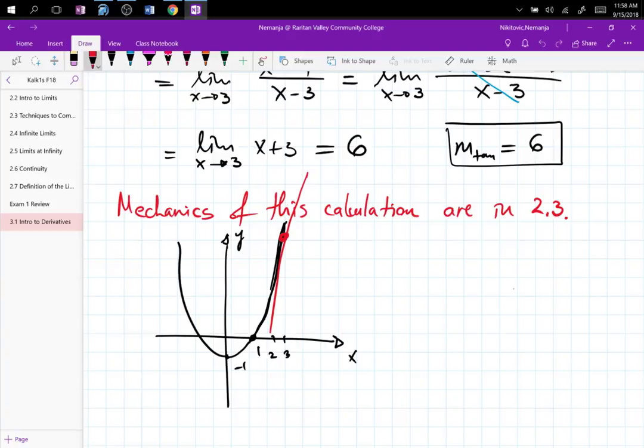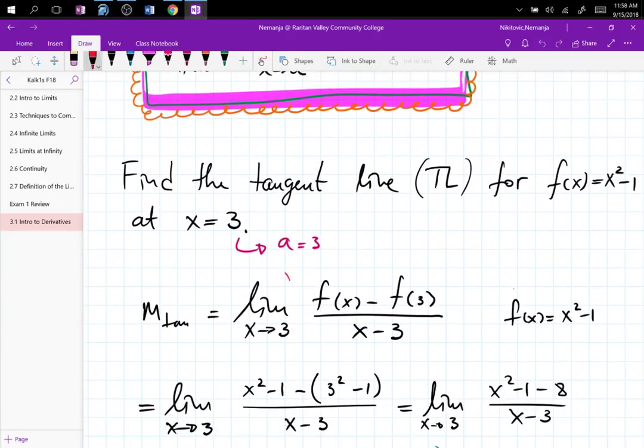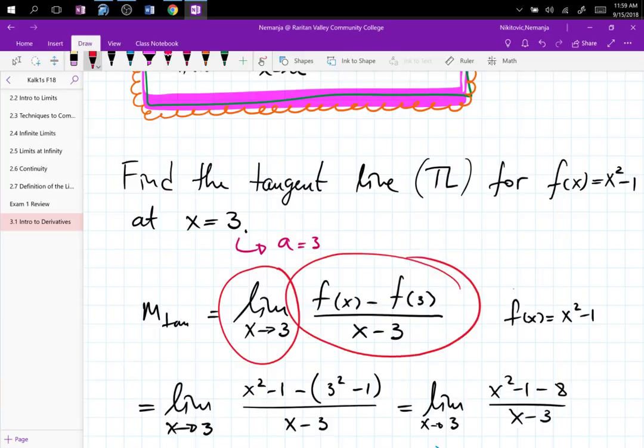So what's new in 3.1 is the concept of what that means. Calculations are 100% what you learned in 2.3 and nothing more. So, put this another way, is it like taking the limit of the slope equation? Is that what we're doing here? Yes. We took the limit of all secant slopes, and we got a tangent slope. Fair? All right.